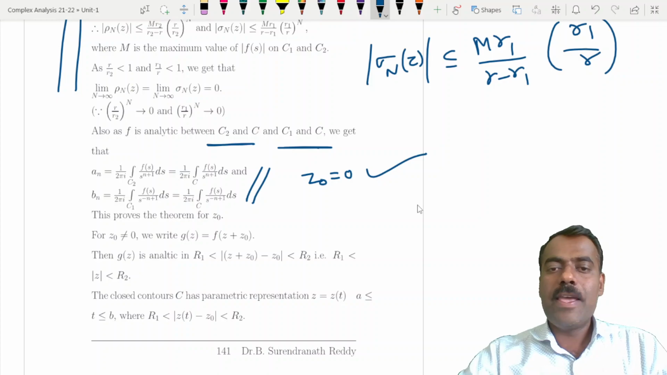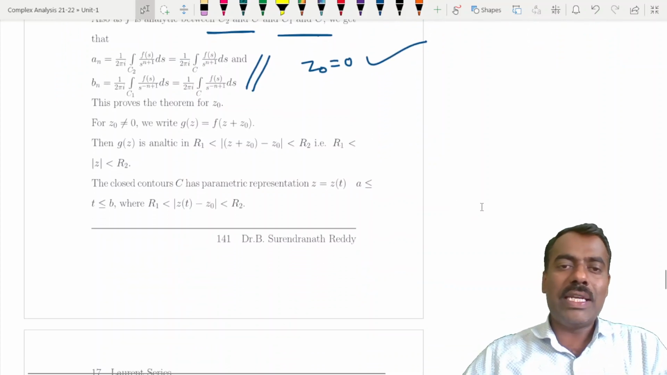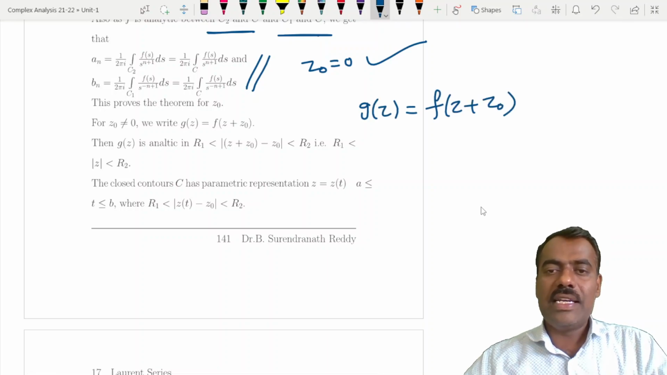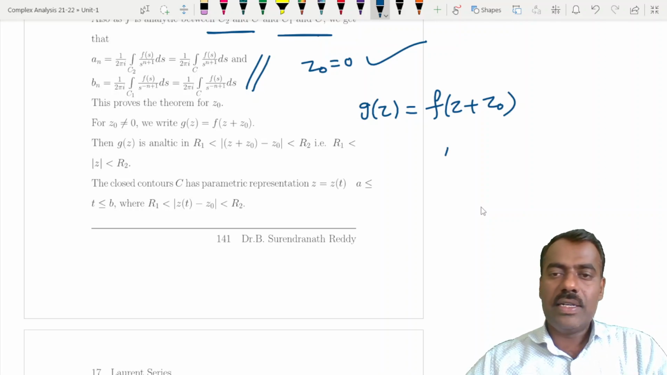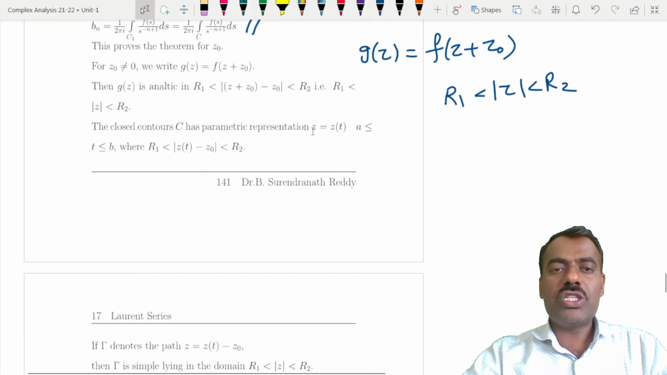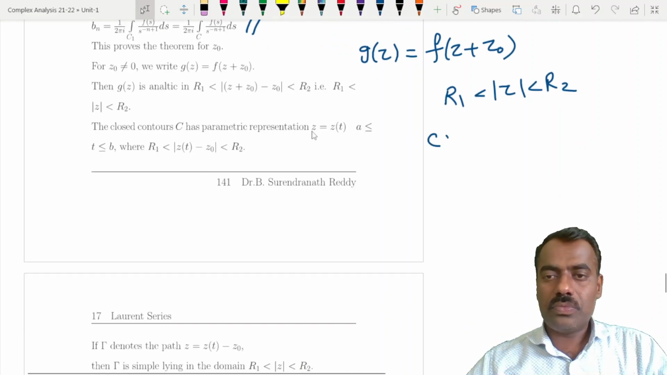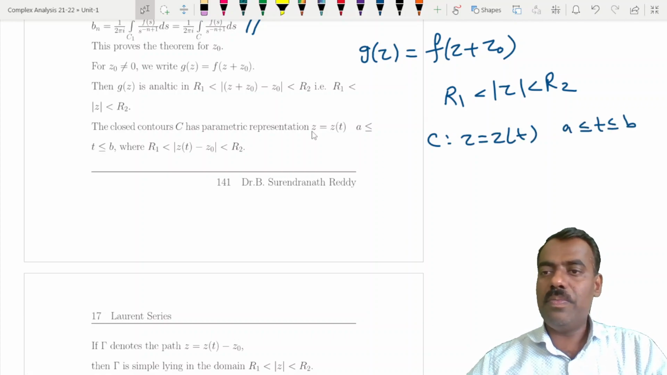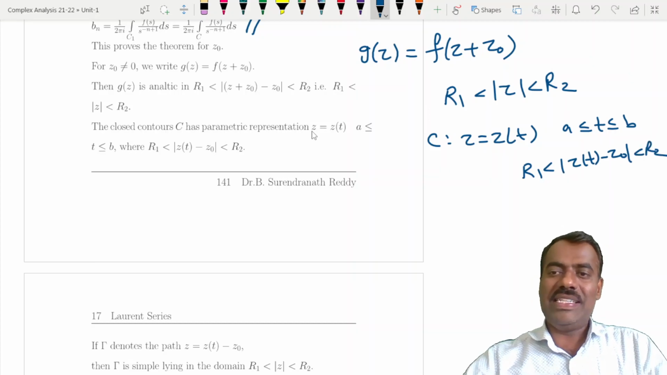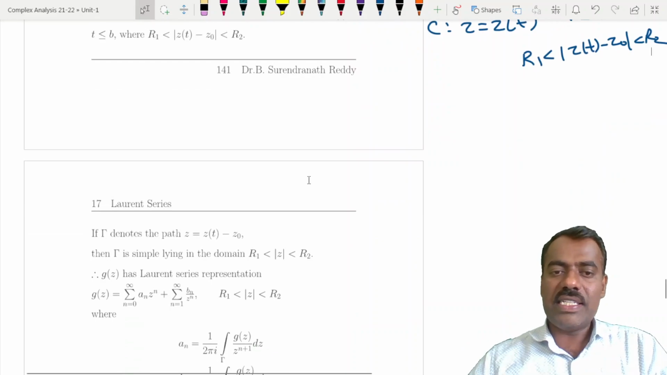We are done. Now if z naught is any arbitrary point, then you write g of z, just like how we did in Taylor's theorem, z plus z naught. Then you find the suitable annular region, which is R1 less than mod z less than R2. Then the closed contour C has a parameterization z equal to z of t, where a is less than or equal to t is less than or equal to b, and we have R1 less than mod z of t minus z naught less than R2. So this we can change.